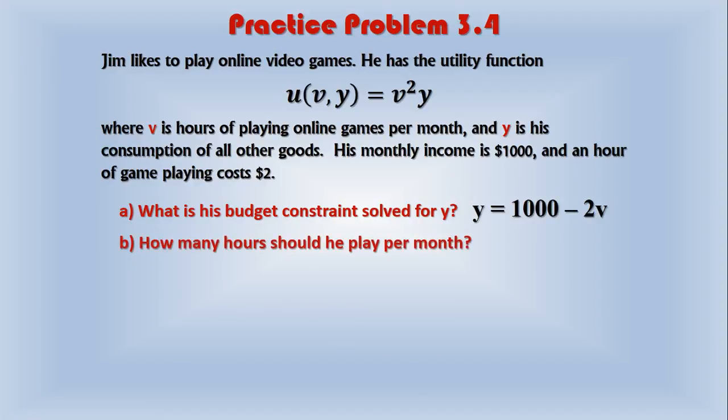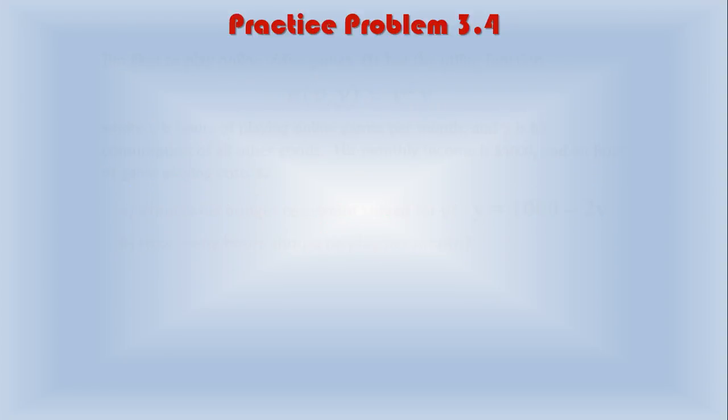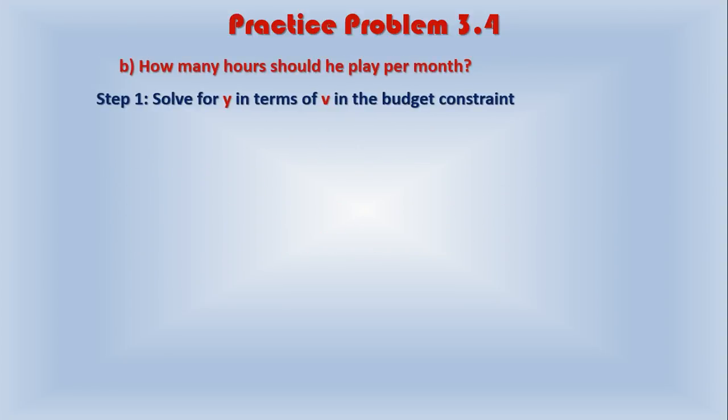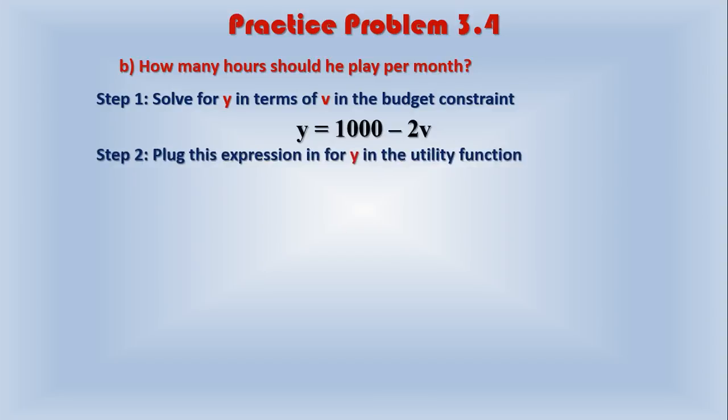How many hours should he play per month? All right, so now let's go through the steps one more time. We're going to plug our budget constraint into our utility function. So solve for y in terms of v in the budget constraint. We did that. We're going to plug this in for y in the utility function, so plugging in 100 minus 2v. We see there's no exponent on this term here, so we can combine these terms. So we don't have to do all the math we did for that last problem. We don't have to take the product rule and the composite function rule and then use all the properties of exponents. This is a simpler version of the problem.